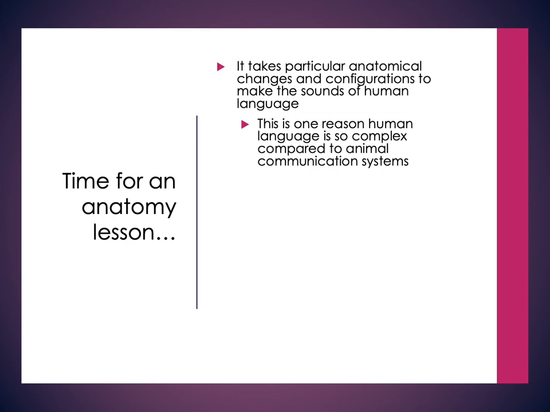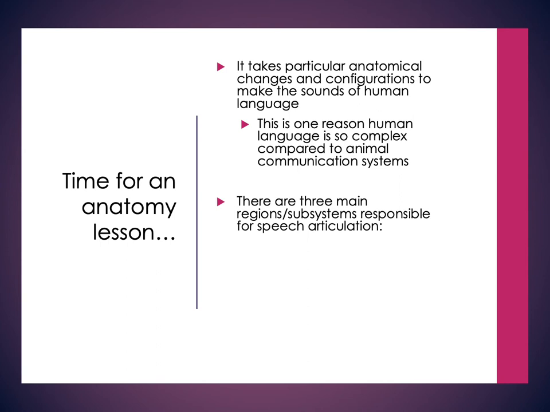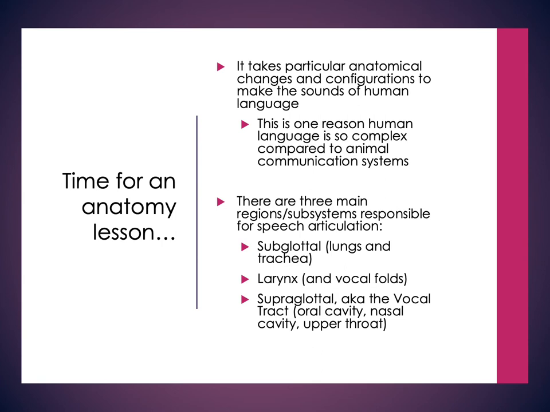And when we're looking at these different anatomical regions, there's three main regions or subsystems that are responsible for our speech articulation. We'll focus on the first two in this lecture, and then we'll spend the next couple lectures on that third one, which is going to be the most crucial for understanding the sound productions. So the first one, the subglottal region, is our lungs and our trachea or windpipe. The second, our larynx, which is where our vocal folds are, or you may hear vocal cords. And then the third one, the supraglottal, or the vocal tract, includes our oral cavity, our nasal cavity, and our upper throat, anything that's above our larynx.